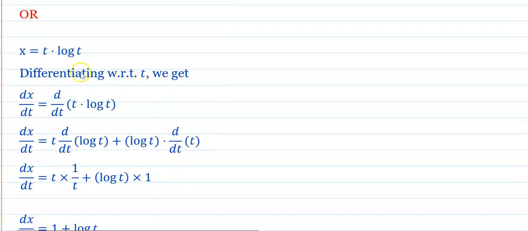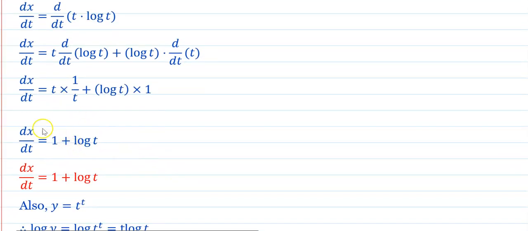Now one more step. x is equal to t into log t. Differentiate this with respect to t. Then you will get dx upon dt, d/dt of t into log t. Okay. Product rule apply करना. t into d/dt of log t plus log of t into d/dt of t. Product rule. Log of t's derivative is 1 upon t, t into 1 upon t plus log of t, derivative of t is 1. t's get cancelled, therefore dx upon dt is equal to 1 plus log t.